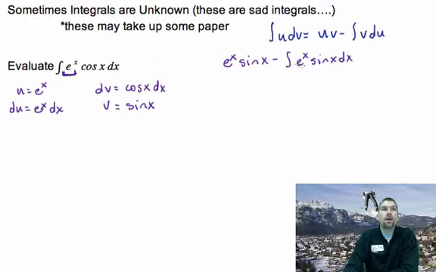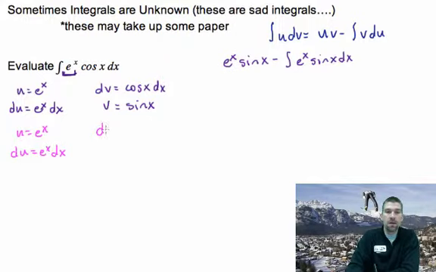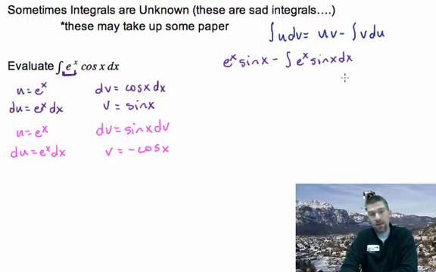All right, so we can't integrate this guy either because we're basically in the same place that we were right here. So we're going to do parts again. u is going to be e to the x, so du is e to the x dx. dv is going to be the sine of x dx this time. When you integrate sine of x, you get negative cosine x. So we're going to set that guy up the same way.